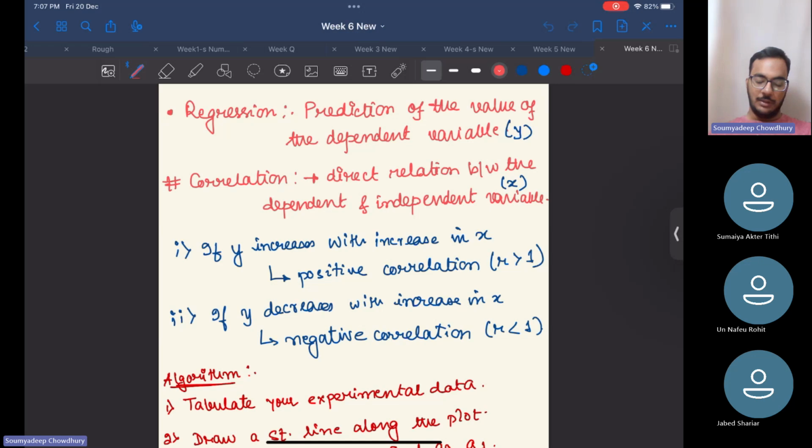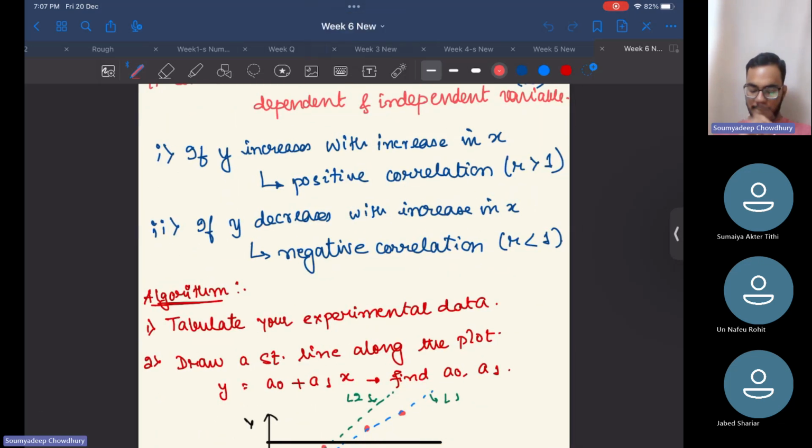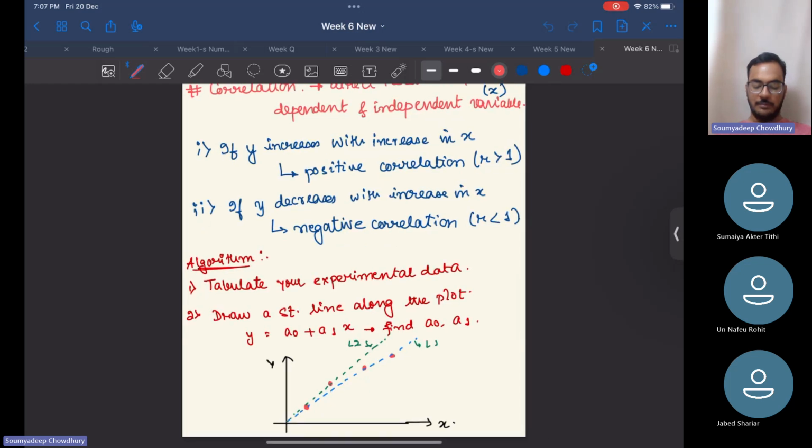If your y, the dependent variable, increases with the increase in the independent variable, then we say that x and y hold a positive correlation, because our r value is greater than 1. That is a convention which we generally hold. If y decreases with the increase in x, then we have a negative correlation and the value of r is less than 1. Okay.